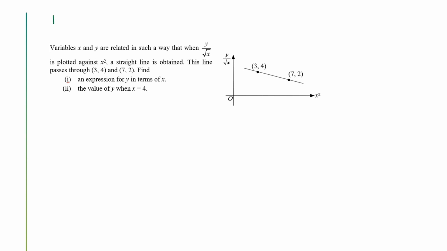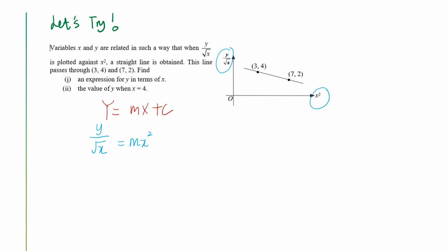All right, let's do another question. You're given a straight line. So let's go back to the basics. The basic is y equals mx plus c. Let's fill in the values: for y here, it is y over square root x. The gradient we wouldn't know, we're going to find it later on. And then on the x-axis is x squared. The y-intercept we wouldn't know also, we're going to find it later.